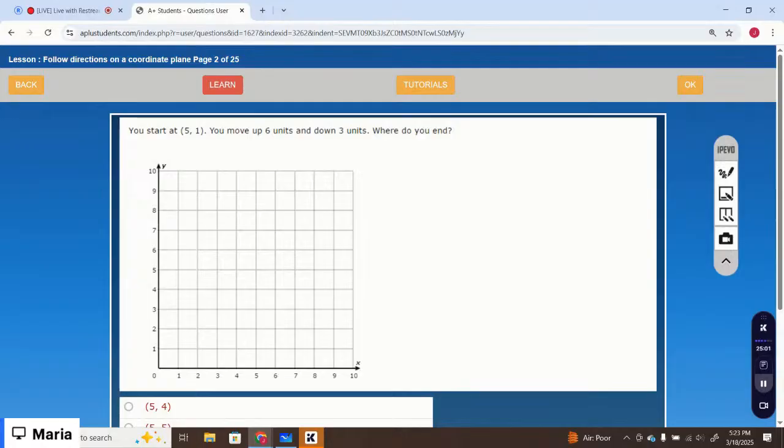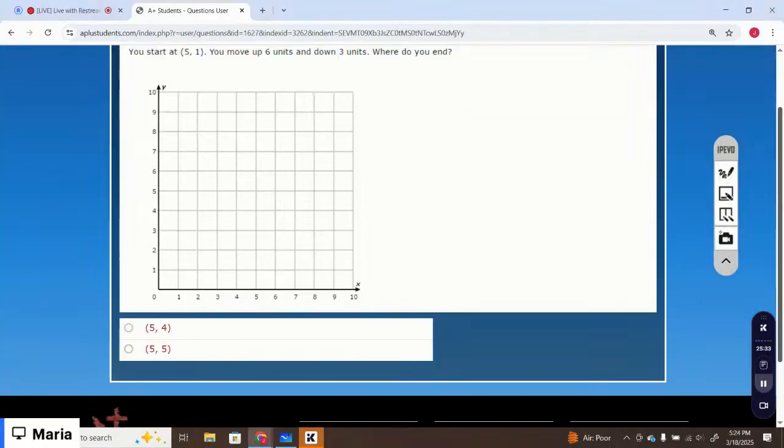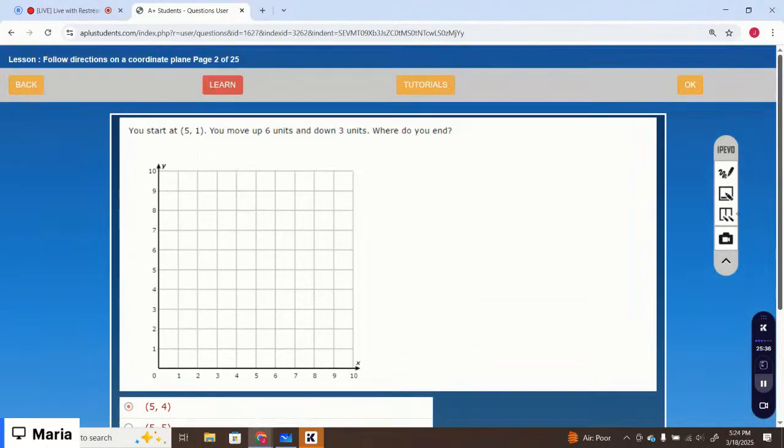You start at 5, 1. You move up 6 units and you move down 3 units. Where do you end? X is 5, Y is 1. Where you started, you move up 6 points: 1, 2, 3, 4, 5, 6. And you move down 3 units: 1, 2, 3. Here you end. That means that is 5 and 4. Option number 1 is the correct option.